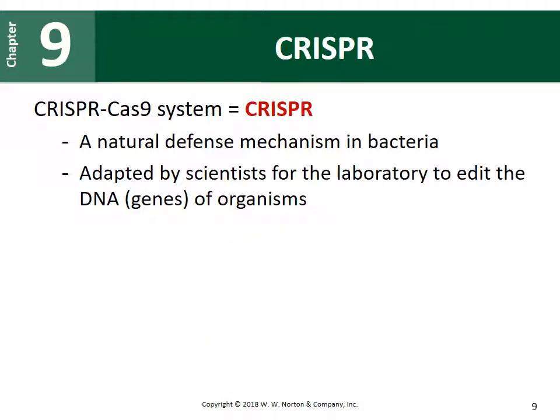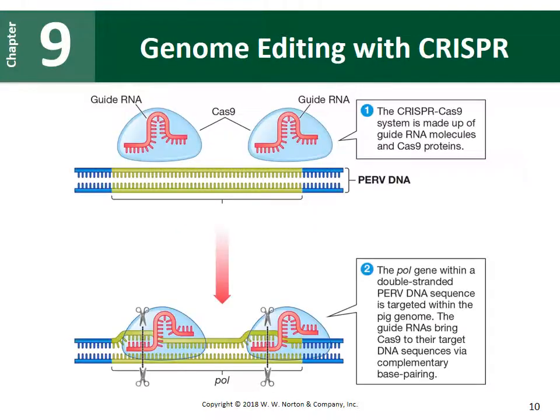can use a technology called CRISPR. And this CRISPR mechanism, it's a natural defense mechanism in bacteria, but scientists have adapted it for laboratory use to edit the DNA or the genes of an organism so that they can produce a specific type of gene, which will produce a specific type of product. So here, for example, this is some genome editing using this CRISPR tool.